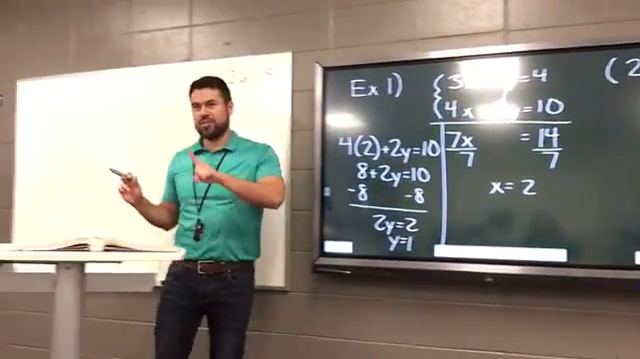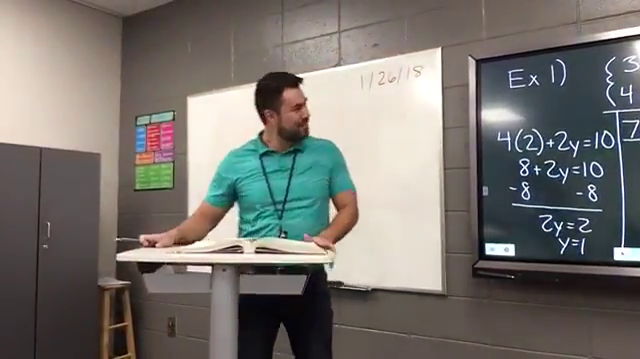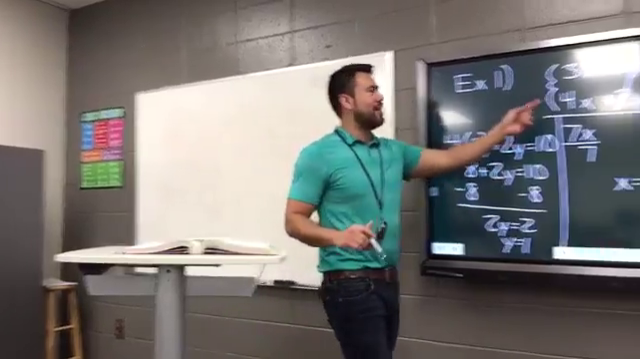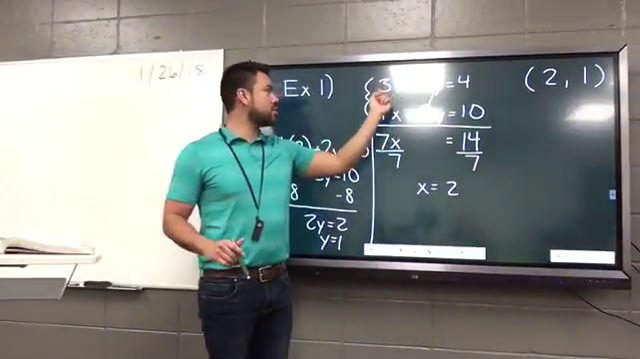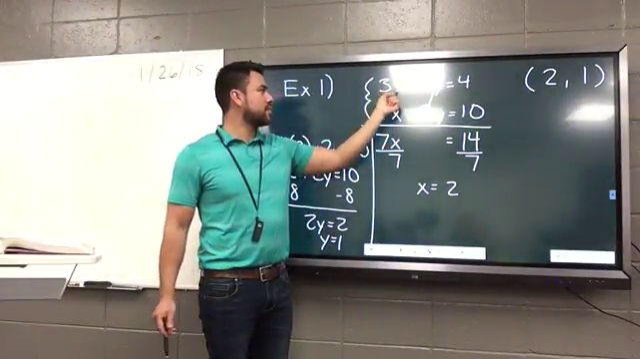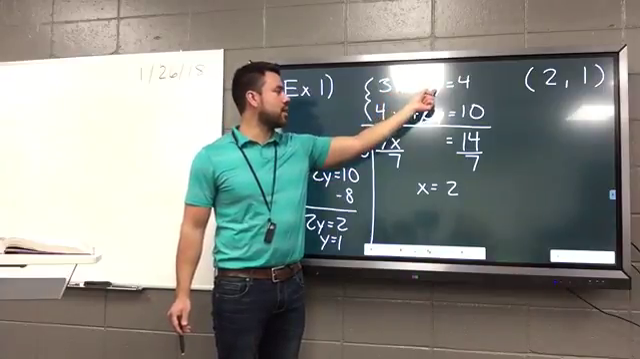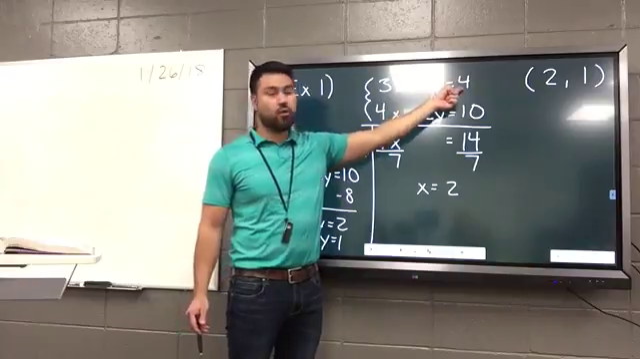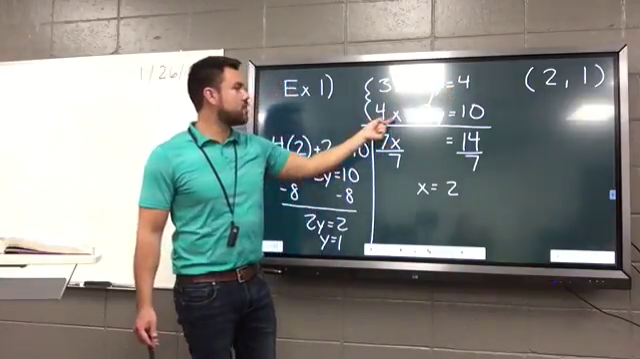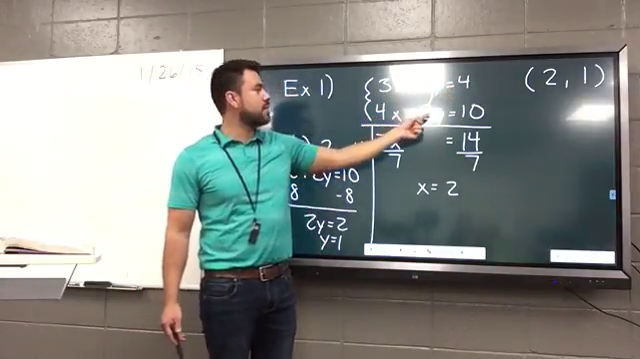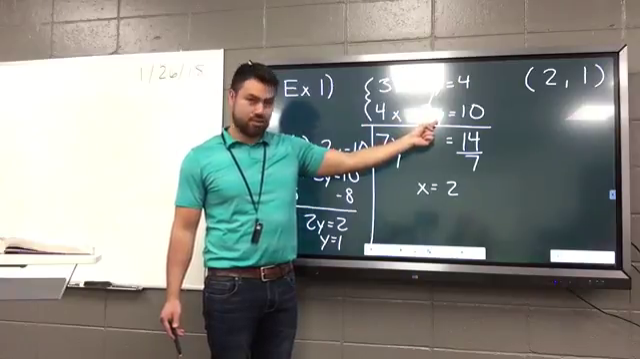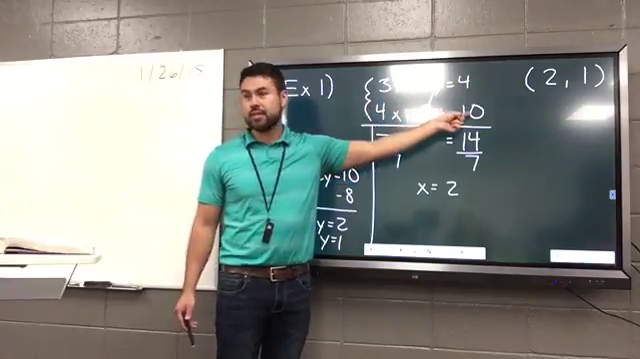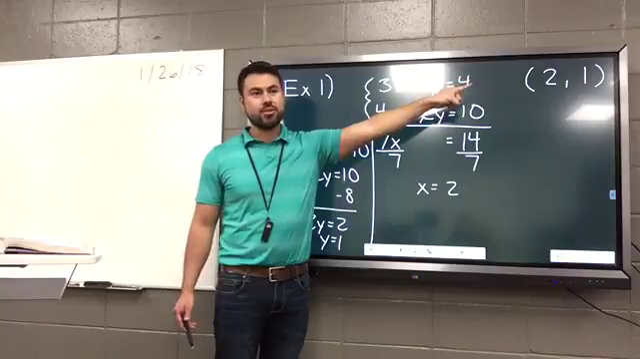But it isn't my solution. Oops. Okay. All right. Can we check in the first one here? What's 3 times 2? 6. What's negative 2 times 1? -2. So 6 plus negative 2 is 4. Check. 4 times 2? 8. 2 times 1? 2. 8 plus 2 is, is that the solution?